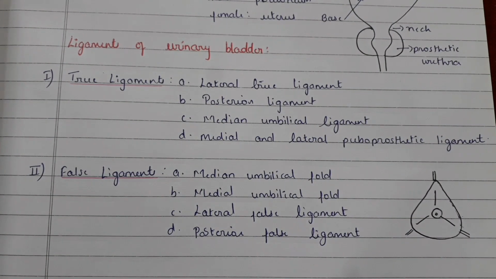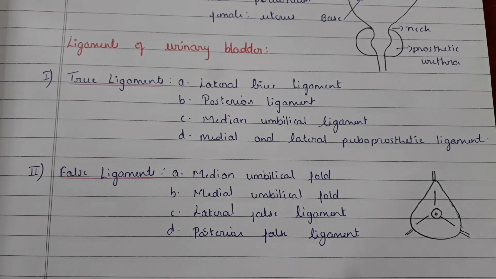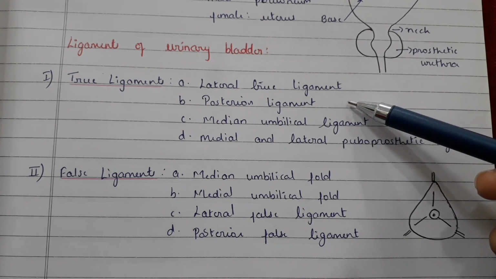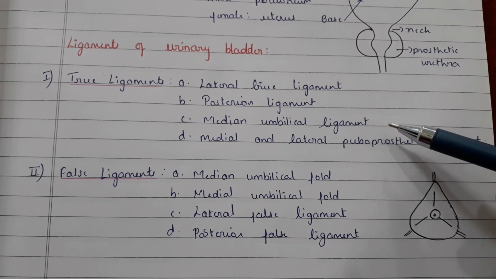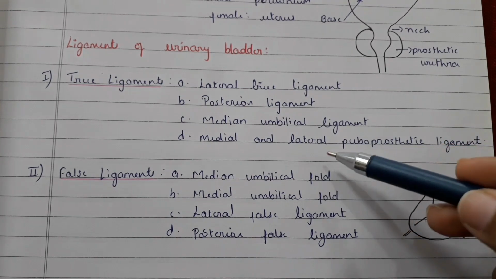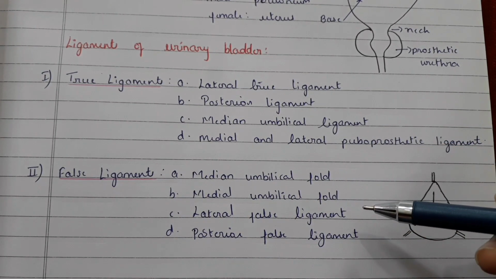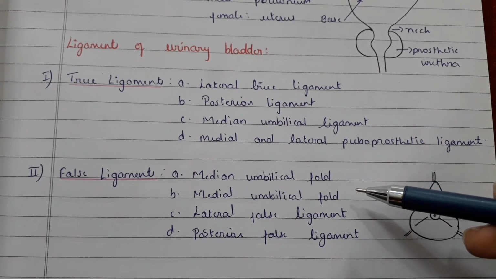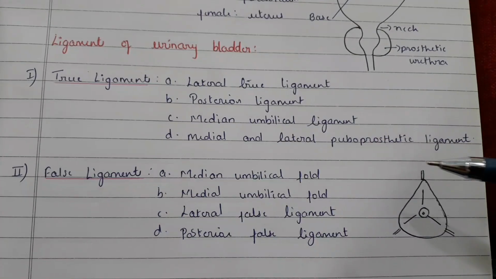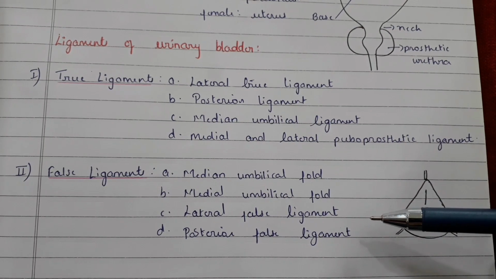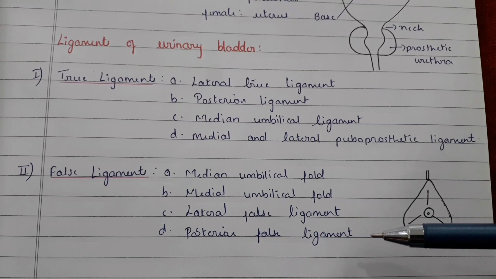Ligaments of the urinary bladder. We have the true ligaments and the false ligaments. In the true ligaments, we have the lateral true ligament, posterior ligament, median umbilical ligament, medial and lateral puboprostatic ligament. In the false ligaments, there is the median umbilical fold, medial umbilical fold, lateral false ligament, and the posterior false ligament.